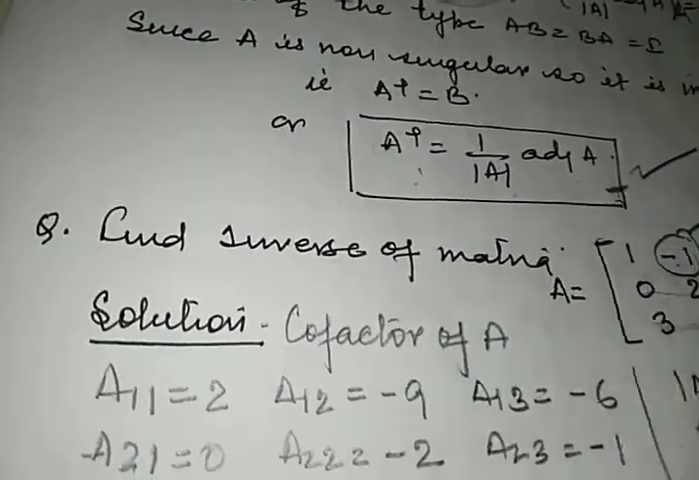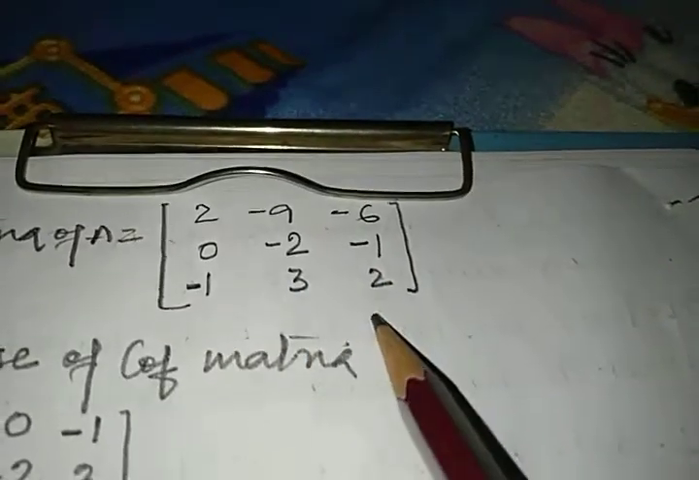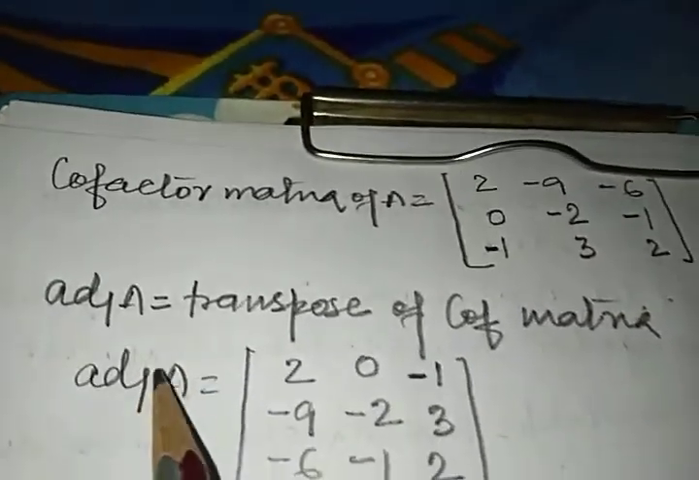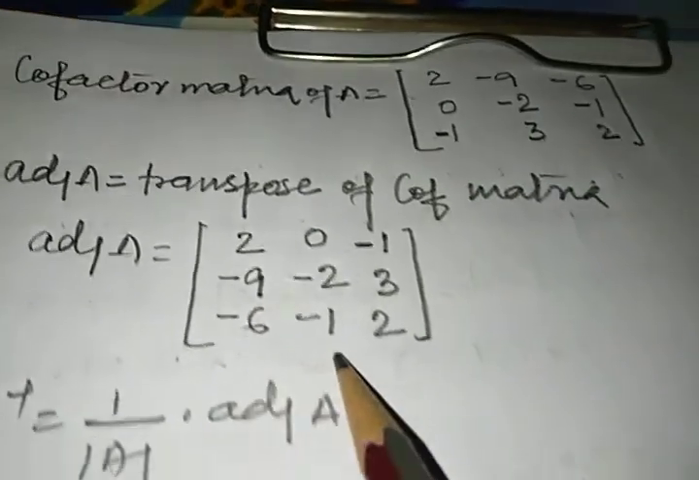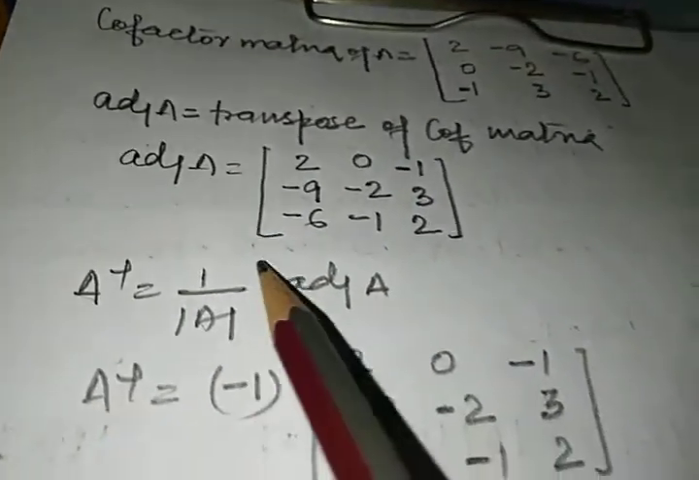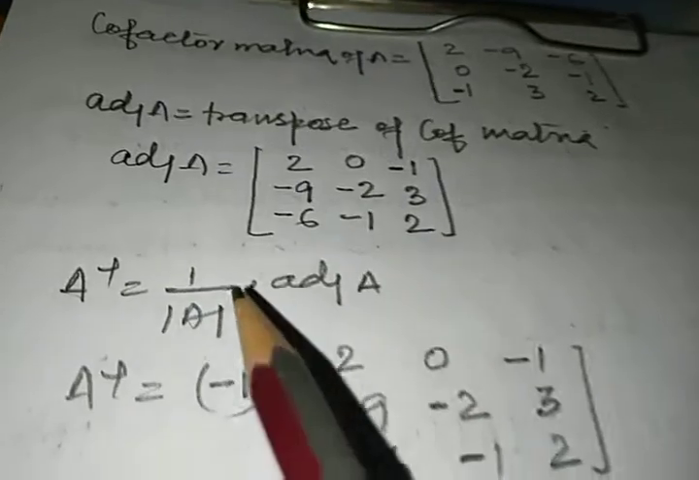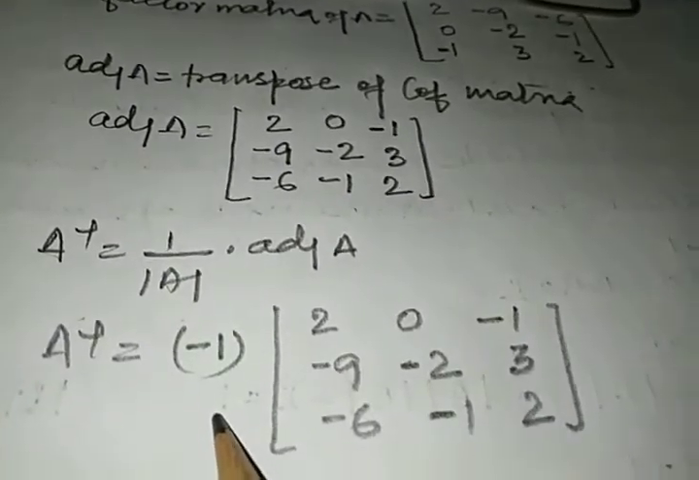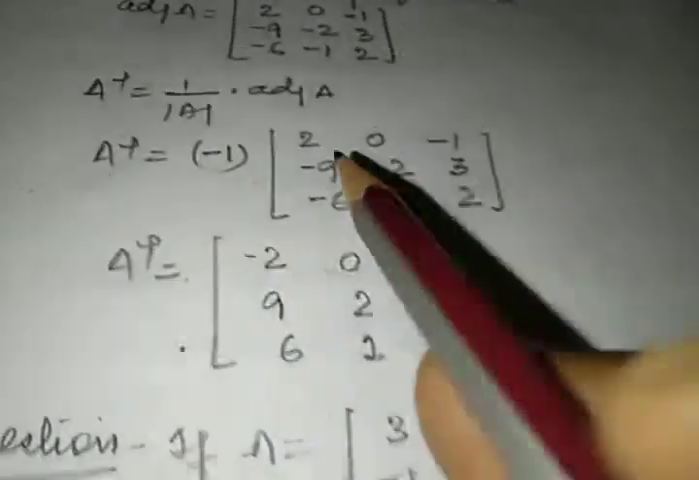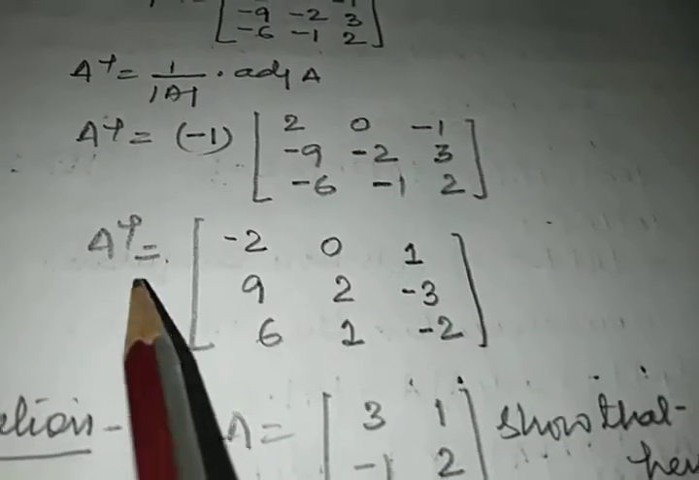Now come to next. So we have got the cofactor matrix like this, 2, -9, -6, 0 and so on, and adjoint A is the transpose of the cofactor matrix, which is this. Now A inverse is equal to 1 upon determinant times adjoint A. So 1 upon determinant A will be -1 only, so -1 has been transferred inside. So A inverse will be equal to this.